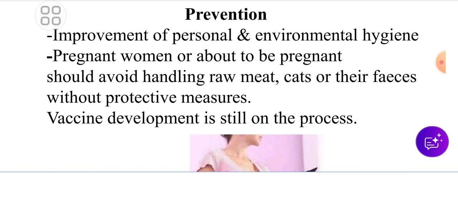Prevention. Improvement of personal and environmental hygiene. Pregnant women or about to be pregnant should avoid handling raw meat, cats, or their feces without protective measures to cut the road to infection. Regarding vaccination, vaccine development is still in process, but natural protection prior to pregnancy for months or more is protective.